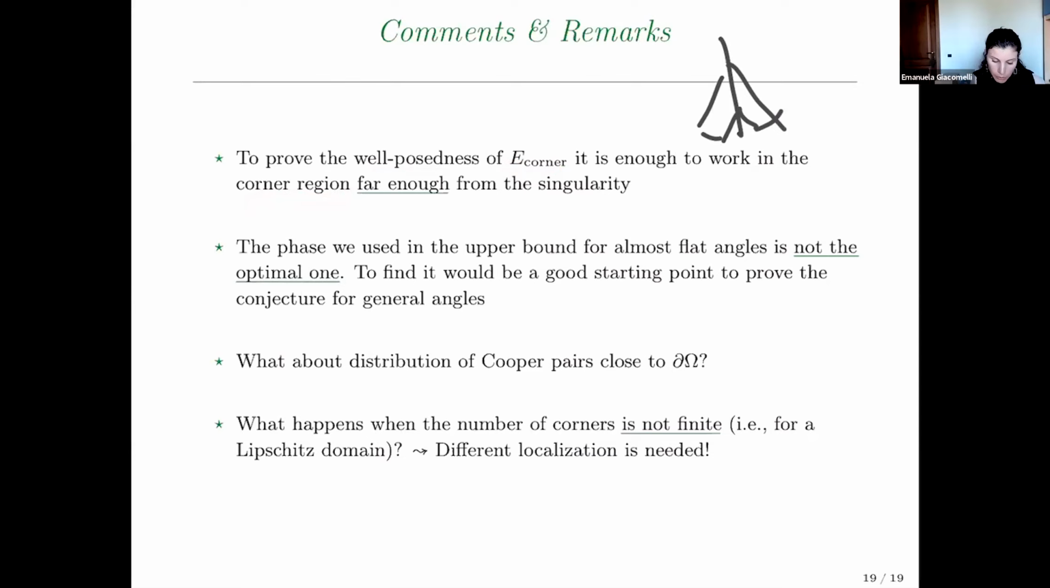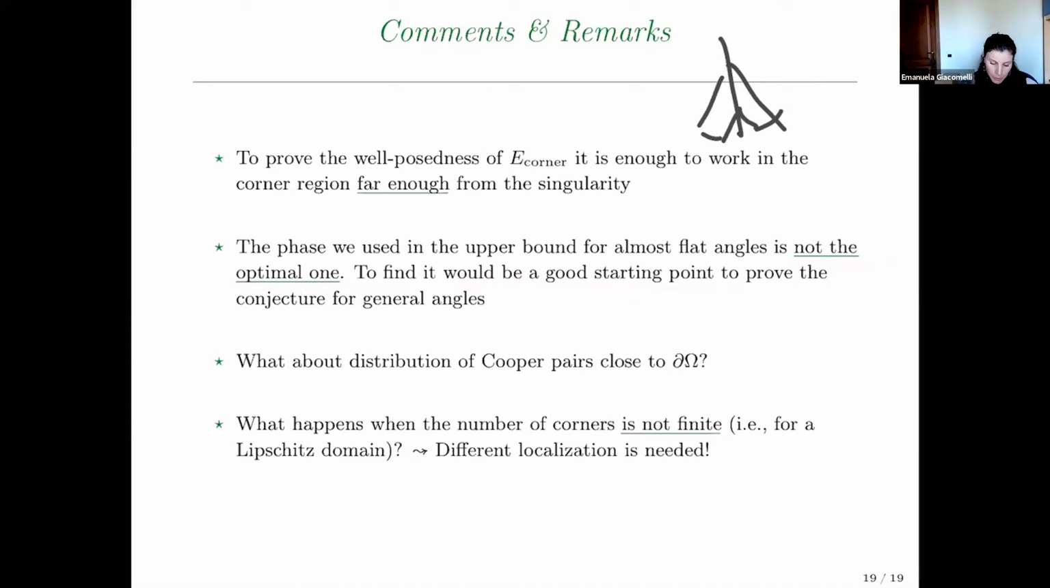And then I just showed you which was the trial state we use in our analysis, at least for almost flat angle. And I told you that the phase we put close to the bisector line is actually the simplest one you can think about in order to have a continuous phase. But this is for sure not the optimal one. And I think that if one will be able to understand also in this simple case which is the optimal phase, then this will be a really good starting point to prove the conjecture also for other angles.